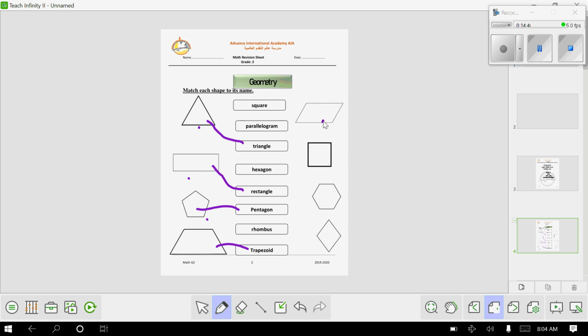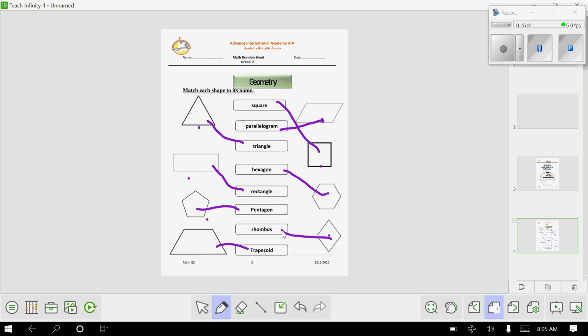What do you call this shape? Excellent, it's a parallelogram. Here it is. What do you call this shape? All the sides are equal. Excellent, it's a square. And what about this shape? 6 sides. Yes, excellent. It's a hexagon. What about this shape? Very nice. It's a rhombus.